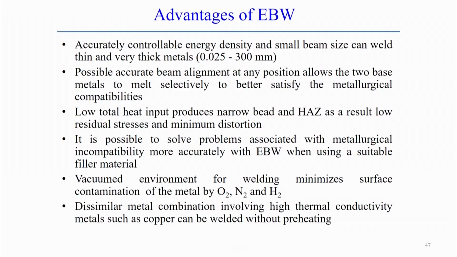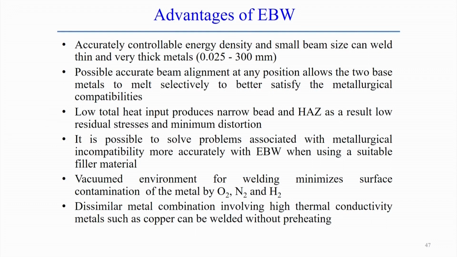The next point is that very accurate beam alignment at any position is possible using the electron beam welding process. Therefore, the melting of the two base metals can be controlled in a selective way, so that when you try to join dissimilar materials, that helps to produce the weld joint and increases the metallurgical compatibility. So, it is very advantageous in electron beam welding when you try to join dissimilar combinations of materials.